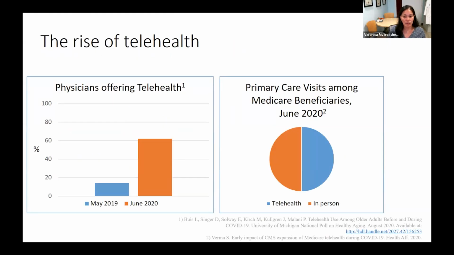So a little bit of context before we get into some of the details. We have seen a large increase in the use of telehealth, of course, since the COVID-19 pandemic. And so you can see prior to 2020, less than 20% of our physicians were offering telehealth to patients. And then quickly we had to have a big uptick in use of telehealth because of the pandemic. And you could see here data from June of 2020, where primary care visits among Medicare beneficiaries went up to 50-50, 50% happening in telehealth and 50% in person. So a quick uptick as a result of the pandemic.